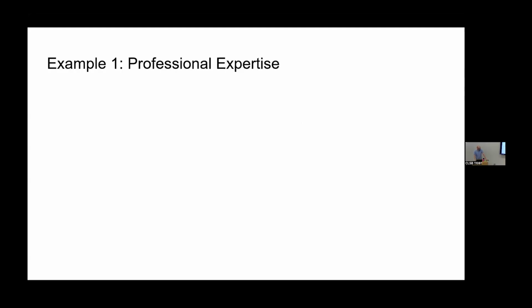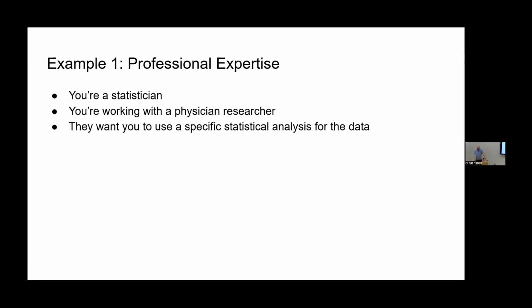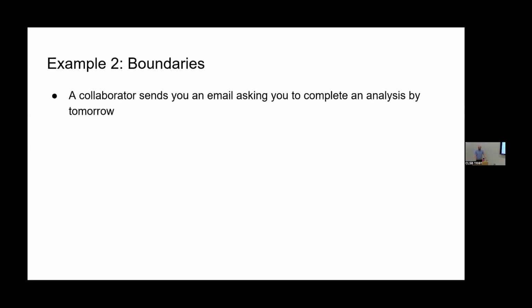So what are those examples? I picked two based on what I've heard in our department. And again, if you're online and you're not familiar with our department, we do a lot of collaborative work with biomedical researchers at Dana-Farber and beyond. The first example is about professional expertise. Pretend you're a statistician working with a physician researcher. They want you to use a specific statistical analysis for the data, and you know it's not appropriate. That's the first disagreement example.